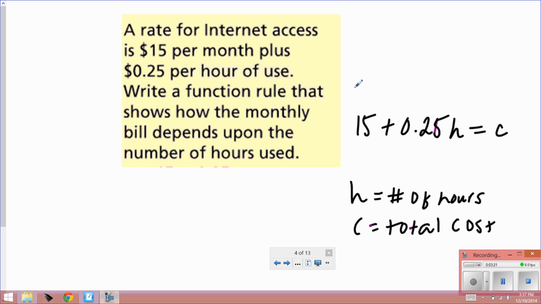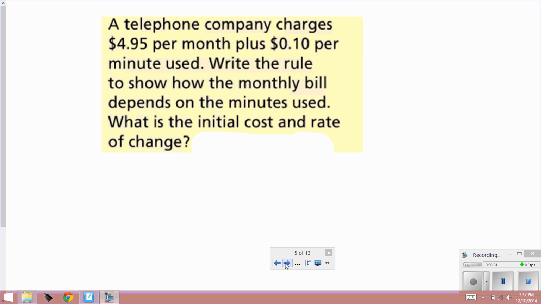So you should have gotten that it's $15 is a one-time fee for the month plus 25 cents per hour equals our total cost, and I define my variables. Go ahead and try one more on your own, and this is two-part because then it wants to know the initial and rate of change.